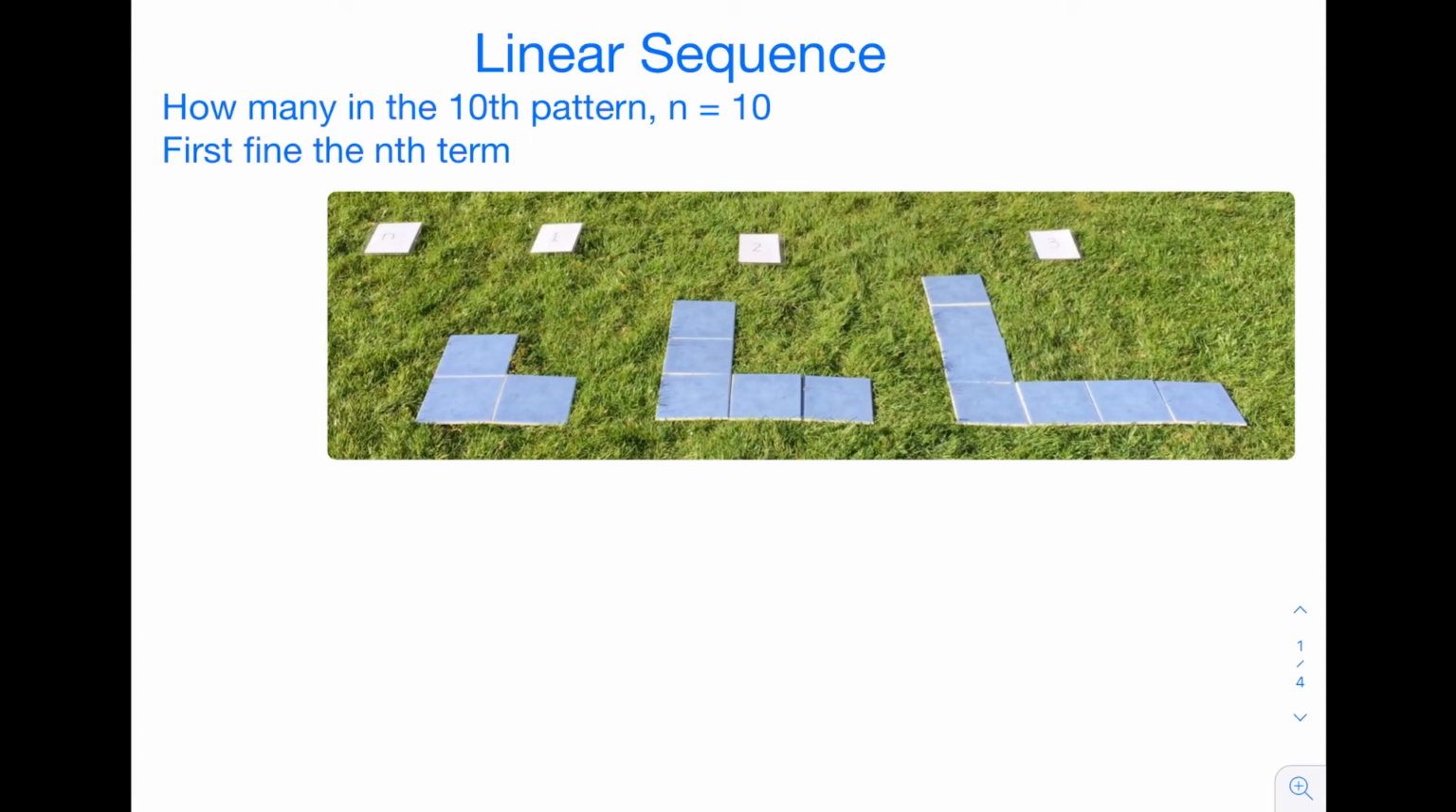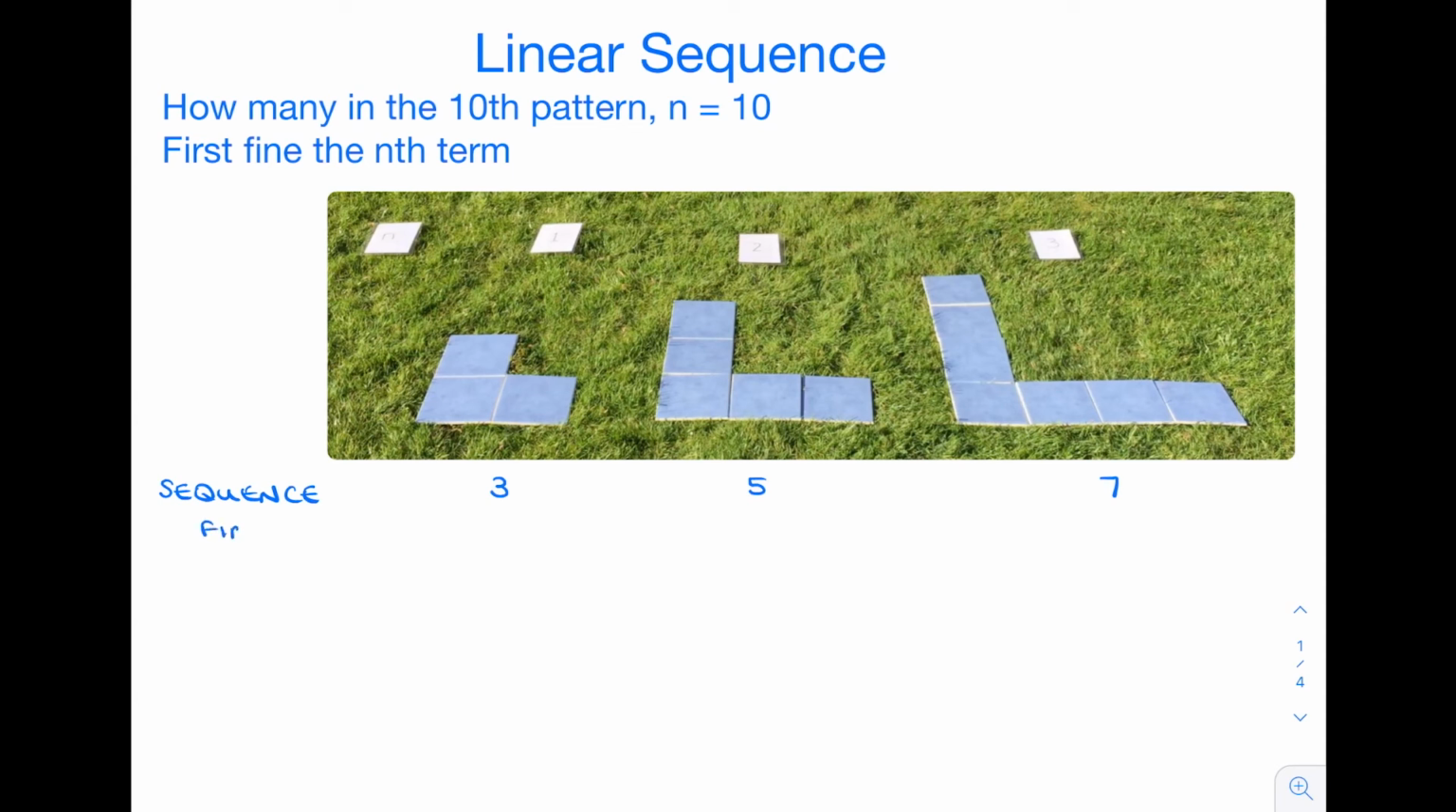To do this, we're going to find something called the nth term. Start by writing out the sequence, which in this case is the number of tiles. 3, 5, 7. Remember that although Barley has only made 3 patterns, this sequence could go on forever. So after 7 we could have 9, 11, 13 and so on.